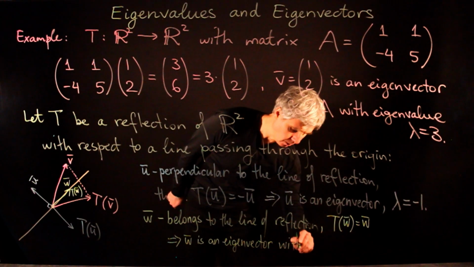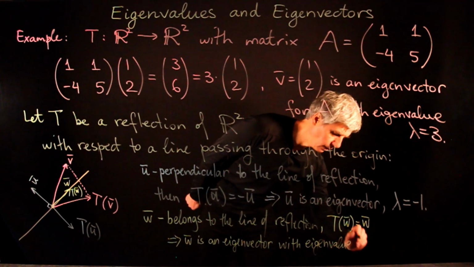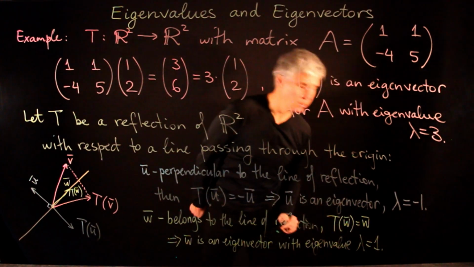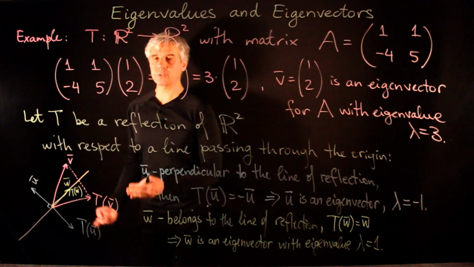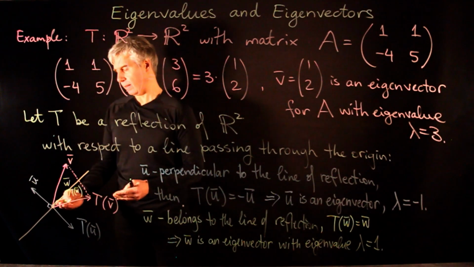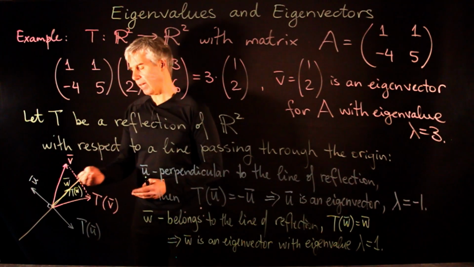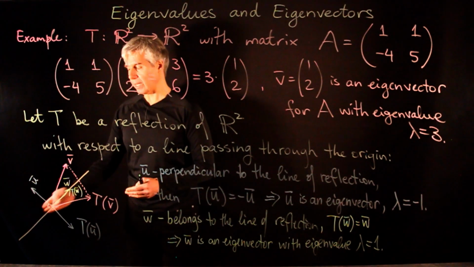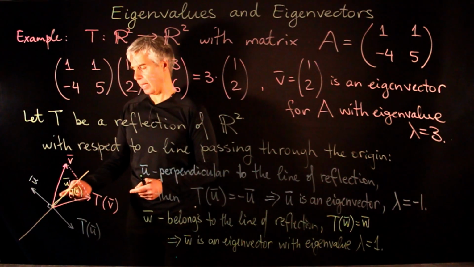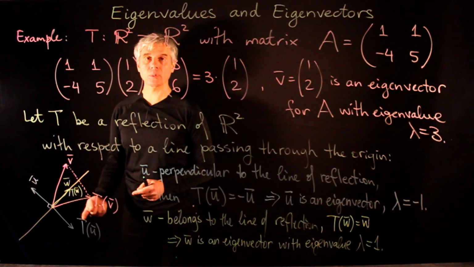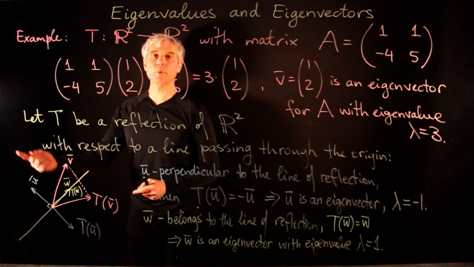with eigenvalue lambda equals 1. So what we see is that for this linear operator, we have two eigenvalues, lambda equals +1 and lambda equals -1. And eigenvectors that correspond to the eigenvalue 1 are non-zero vectors on the line of reflection. And eigenvectors that correspond to the eigenvalue -1 are non-zero vectors on the line perpendicular to the line of reflection.